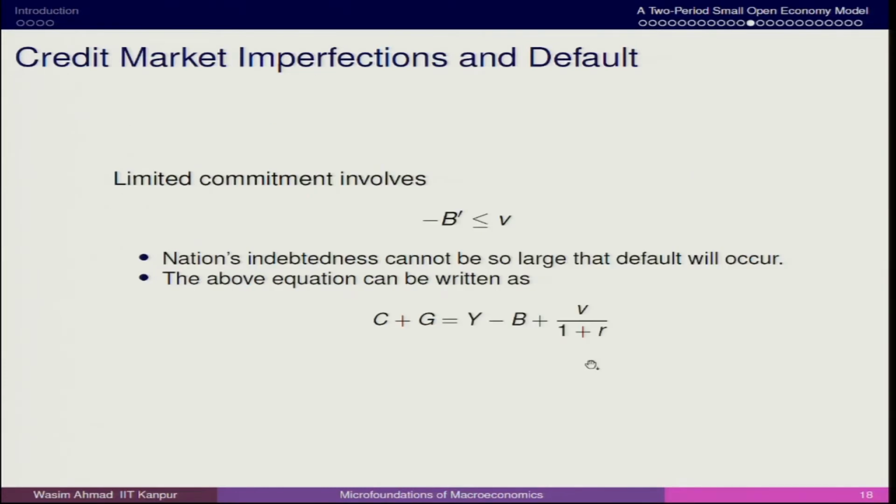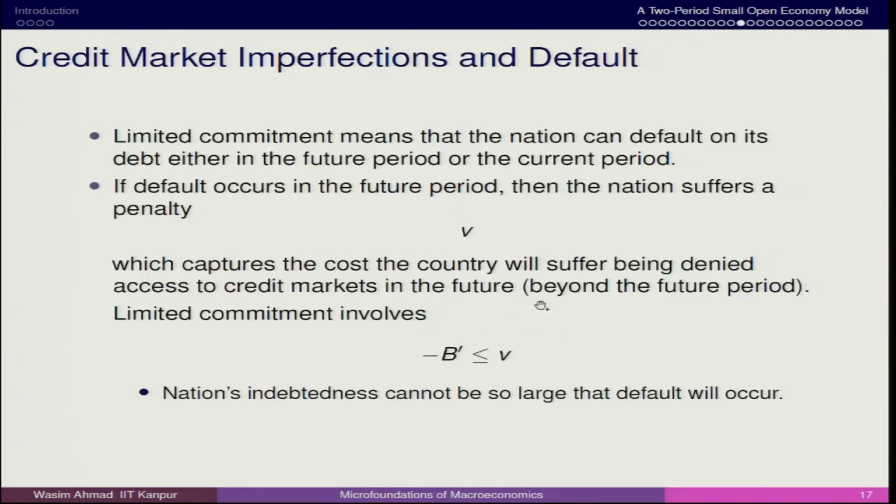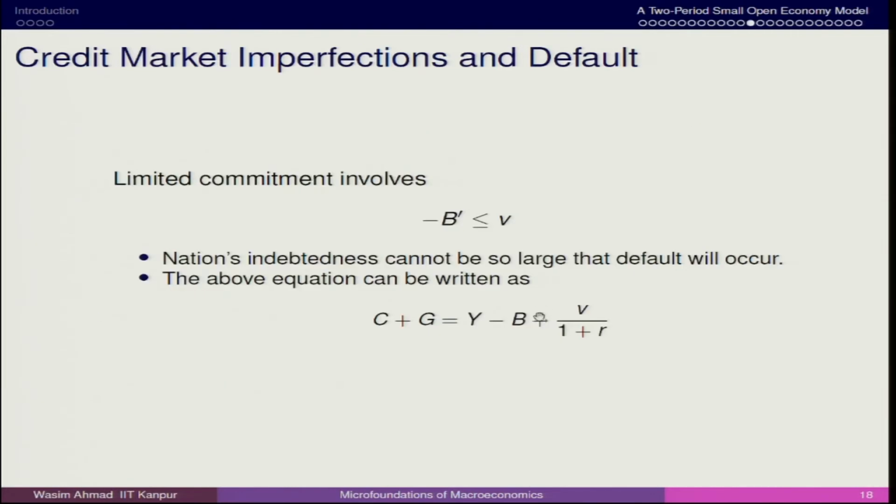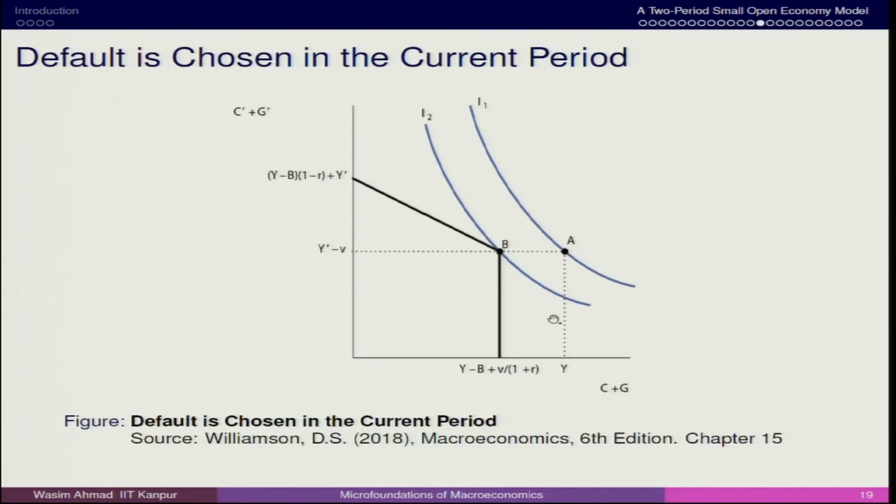Another criterion is about the debt servicing. So, this particular equation, as I mentioned, can also be written in this way, but this I will come to later. Instead of the future period income, what we have is Y minus B plus V upon 1 plus R, right.